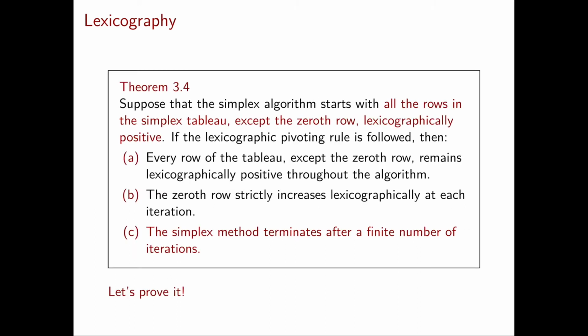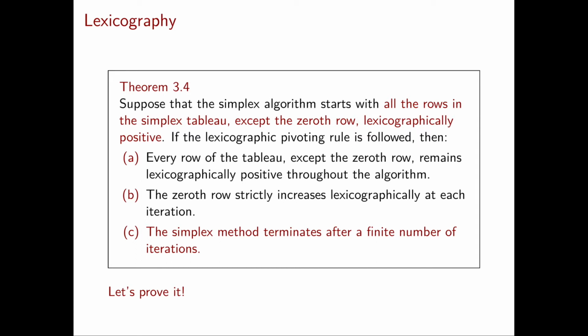We are now ready to show that the lexicographic pivoting rule always avoids cycling. Here is a statement. In the first lines of this statement, we have an assumption that could seem strange at first sight. We will see later that this is not problematic at all. So let's read through the statement. Suppose that the simplex algorithm starts with all the rows in the simplex tableau, except for the 0th row, lexicographically positive. If the lexicographic pivoting rule is followed, then A. Every row of the tableau except the 0th row remains lexicographically positive throughout the algorithm. B. The 0th row strictly increases lexicographically at each iteration. And finally C. The simplex method terminates after a finite number of iterations.